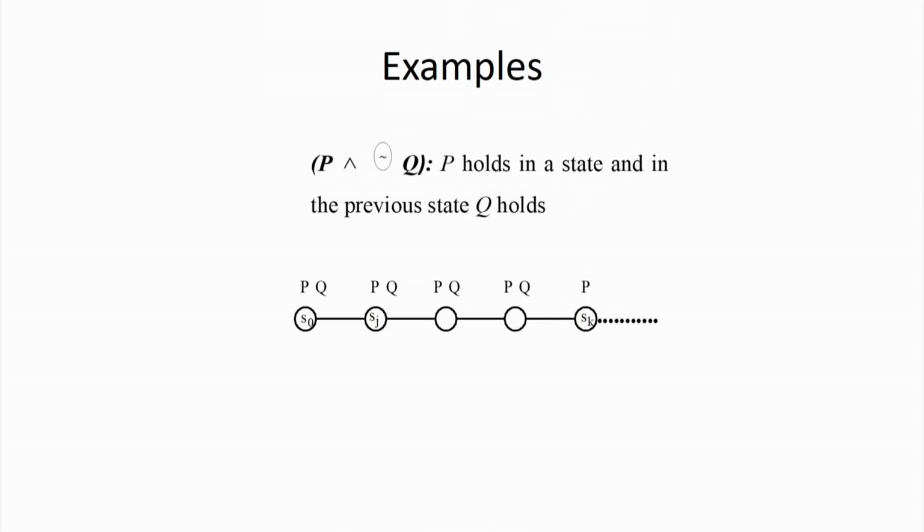Similarly, this is another example. Now, you try to analyze it. Here I am using the past temporal operator, where we are saying it is the previous. Now, you try to look for those particular states and say what the truth value of this formula is.